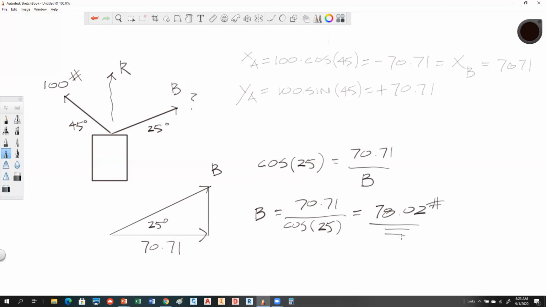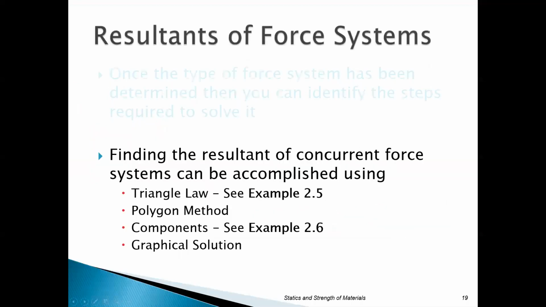There's that. So there's two methods. You can either use triangle law or components. It just depends on what the situation is. And a lot of times, I will tell you that your component methods are probably going to be the better of the solutions to use. Okay? So let me go ahead and I'll minimize this and we'll go back.